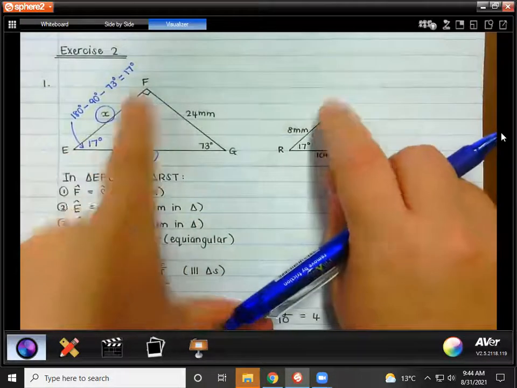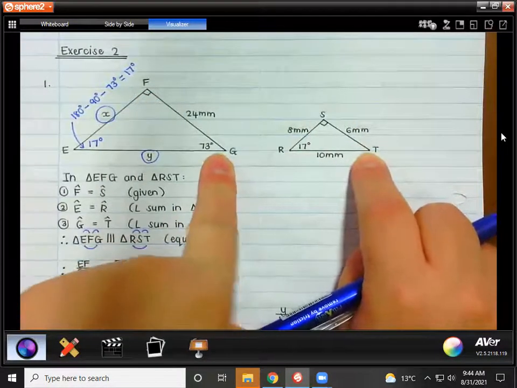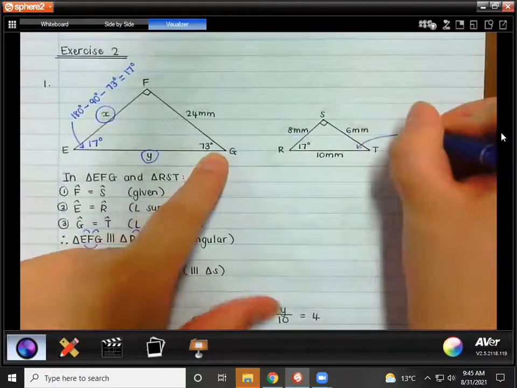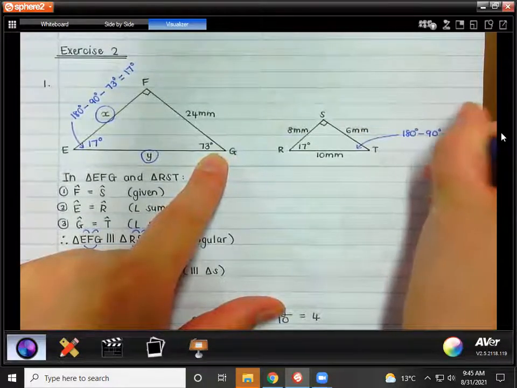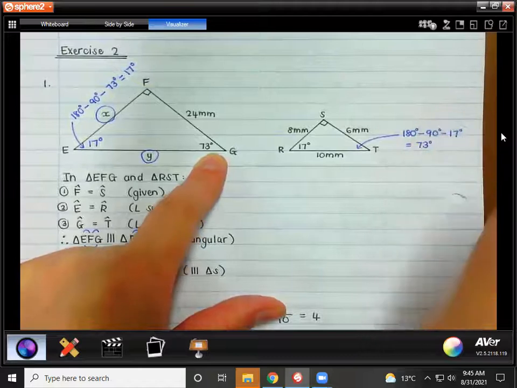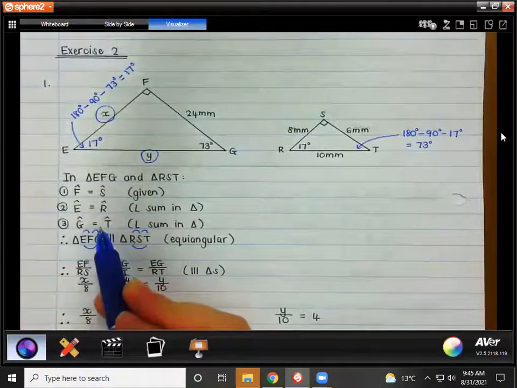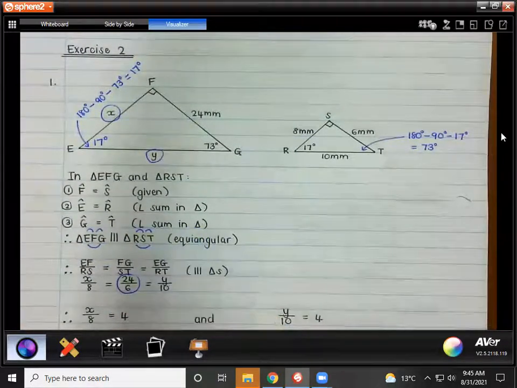Now we have two pairs of angles that are equal, so the third pair will automatically have to be equal. If you wanted to, you could have calculated angle T as well, but you didn't have to. But if you just wanted to make sure, if you do that calculation, you will get 73 degrees, which is the same as angle G. So then you can say that angle G is equal to angle T, again because of angle sum in triangle.